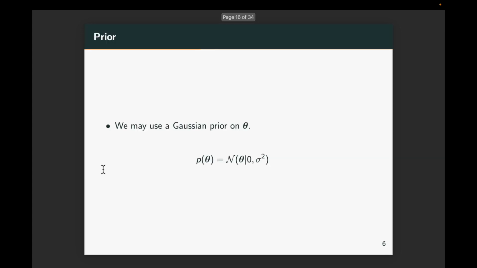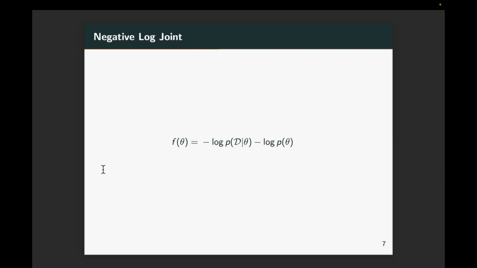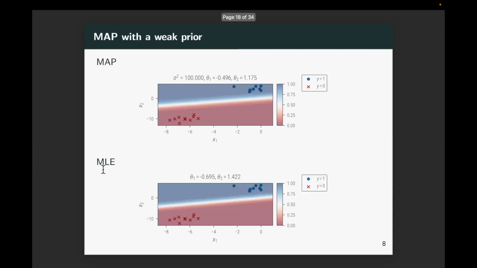We could have also used the MAP estimate, for which we will have to put a prior. Generally, we put a Gaussian prior. So we can then compute the negative log joint term, which is just the negative log likelihood and negative log prior, added up. And then we can compute the decision boundaries using the MAP and compare it to the MLE estimate.